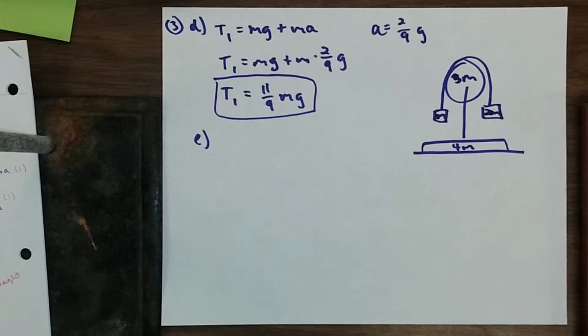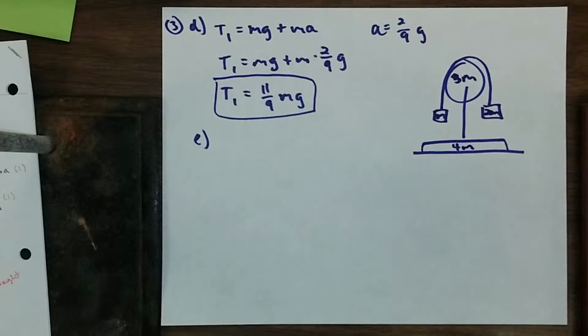So number 3, part E. I ended up making this a bonus and not counting it against you if you didn't get it, because it was just kind of hard and not a lot of people got it right, but that's okay. It asks for the normal force exerted on the apparatus by the table while the blocks are in motion. That's kind of a hint: while the blocks are in motion.